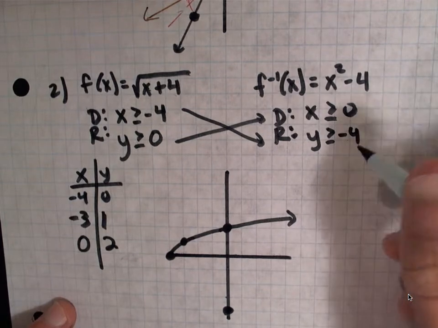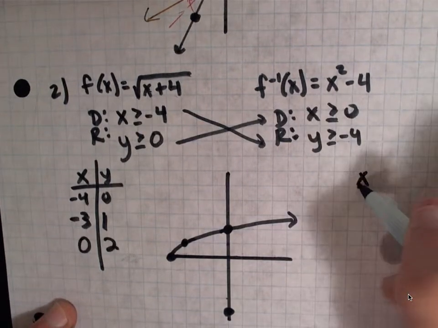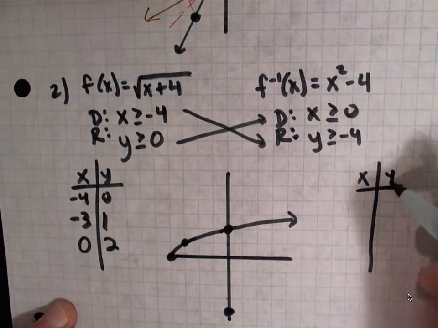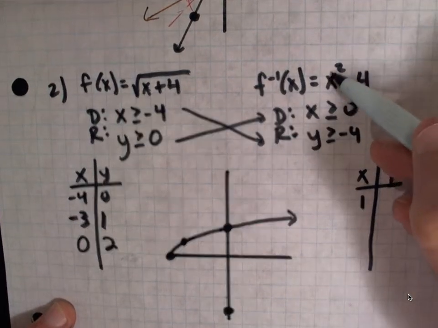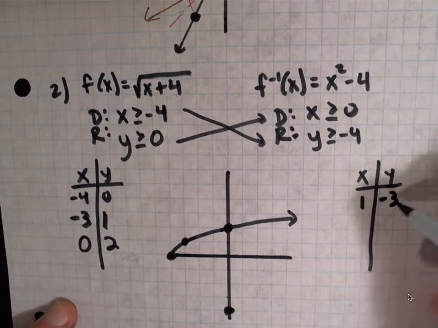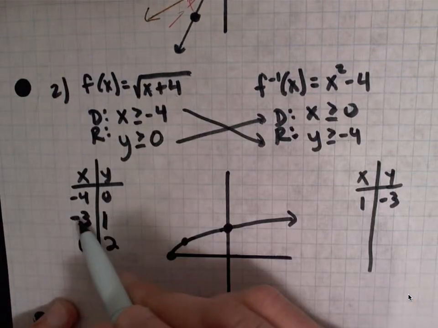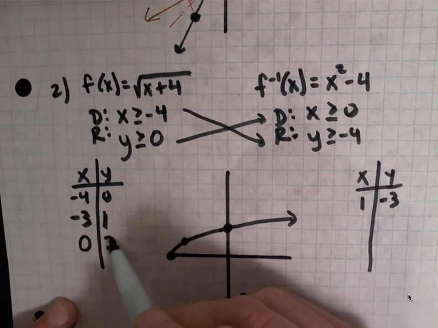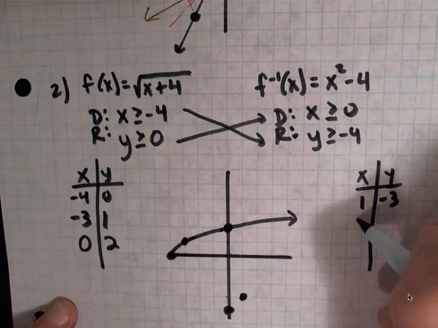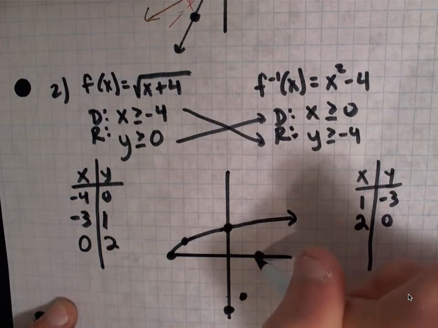And if I did a little t-chart for this guy, let's say I plugged in x is 1. Well, I could either plug in a 1 here, I get 1 minus 4 is negative 3, or I could just look over here and just switch these. So 1 goes to negative 3. Oh, I could use this then, I guess. 2 is going to go to 0, and so on and so forth.